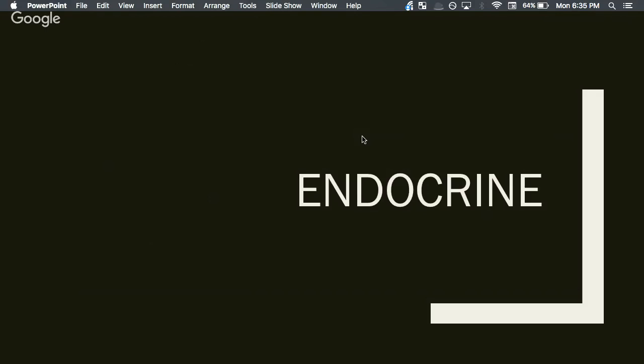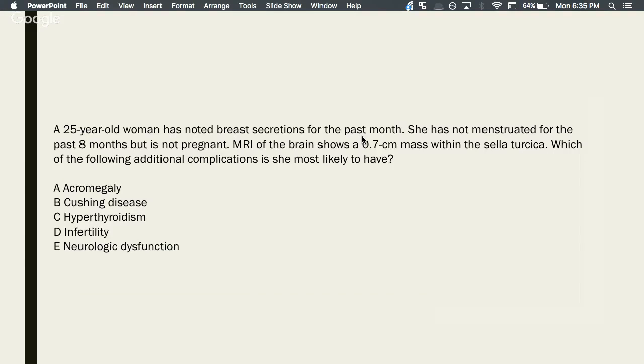Okay, so endocrine. Oh, by the way, if you have any questions, feel free to ask as we're going along. So this question. Sorry? Oh, okay. D. Yeah, perfect. So this is the pituitary adenoma with prolactinoma.